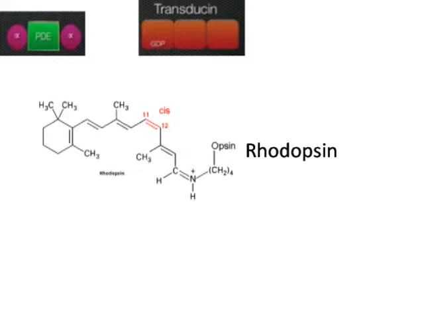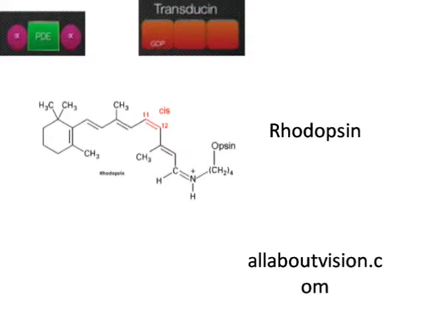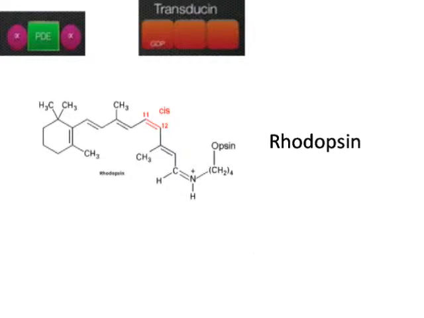Transducin is a trimeric molecule, which means that it's composed of three monomer parts. This protein has GDP bound to one of the alpha subunits. Phosphodiesterase is an enzyme that breaks a phosphodiester bond. In this case, it will convert cyclic GMP to GMP. However, the enzyme cannot do what it is intended to do until its two alpha subunits are removed.